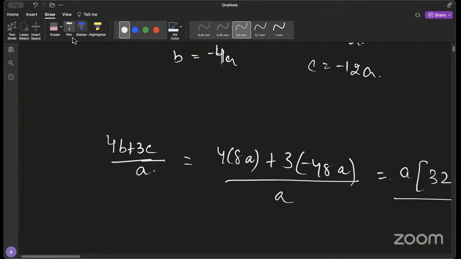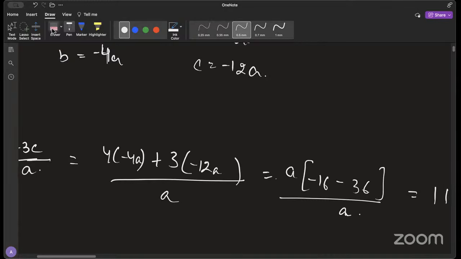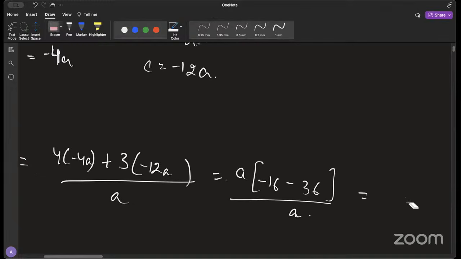So this is given to be minus 4a, and this is given to be minus 12a. Common from here, minus 16, and this will be minus 36.